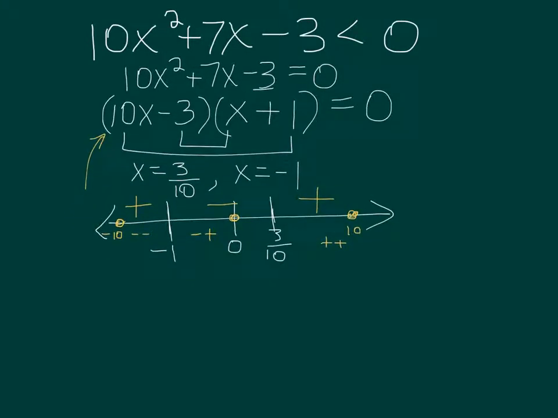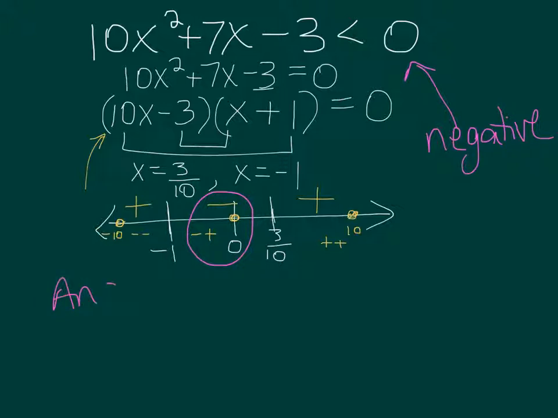So now that we have our number line, we see the answer right here. This is the region where 10x minus 3 times x plus 1 is negative. Less than 0 is the same thing as saying negative. And so we have our answer. The answer is, we can either write it as x is less than 3/10 and greater than -1. That's our answer in inequality notation.